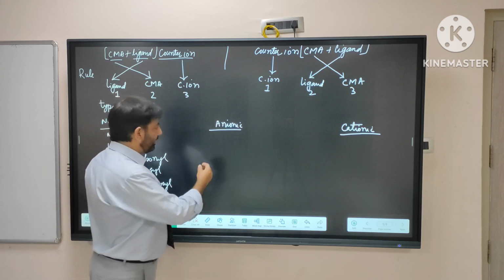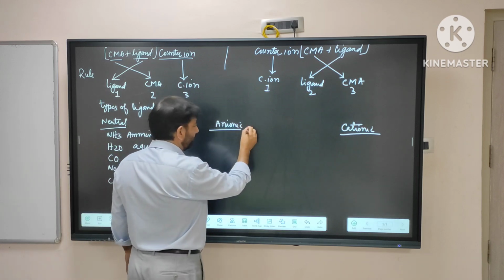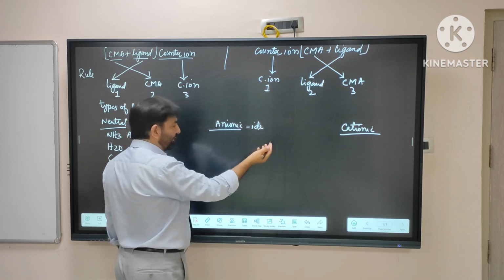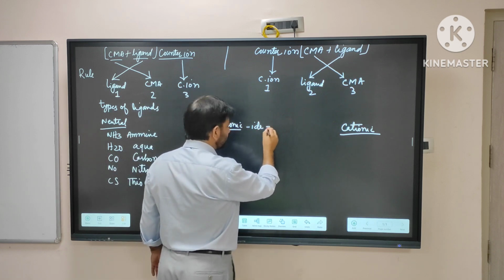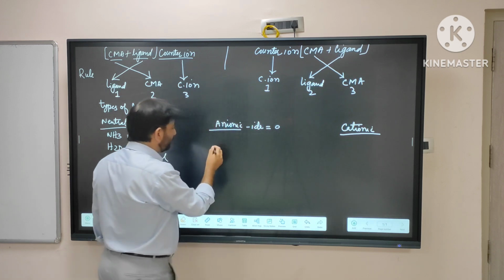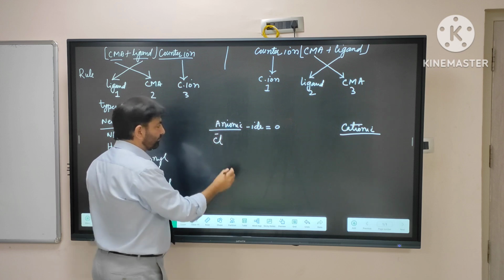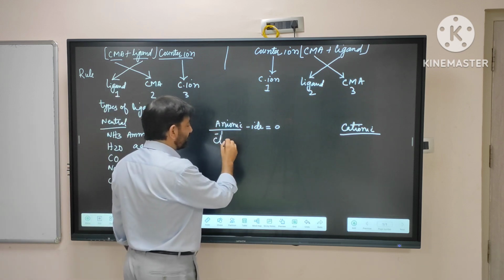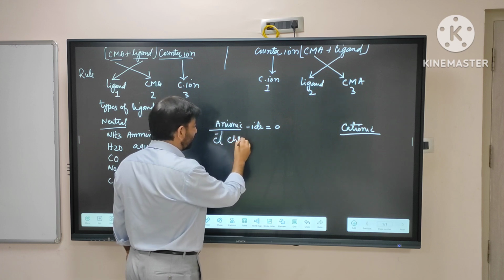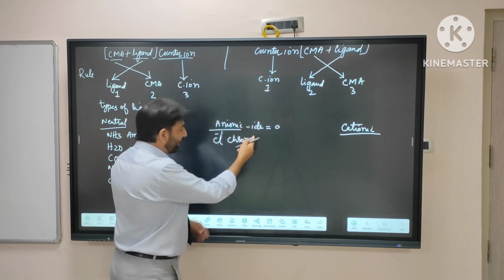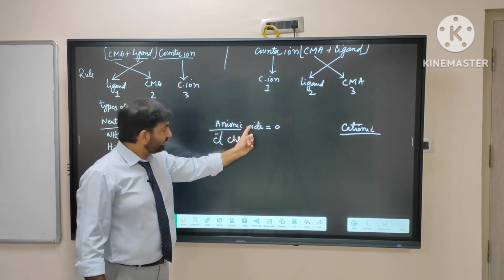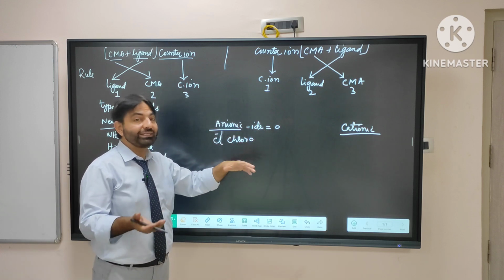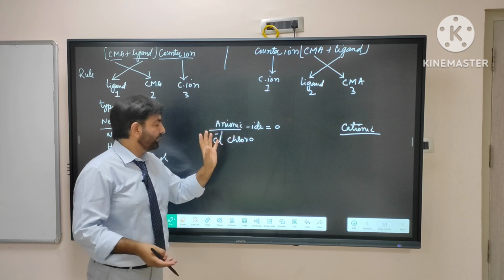Now let's see the anionic ones. Keep it in mind, the ending IDE in compounds is replaced with O. For example, we have Cl negative. Generally we write it chloride, but here we will write it chloro. The last IDE is replaced with O. So instead of chloride, we write chloro.